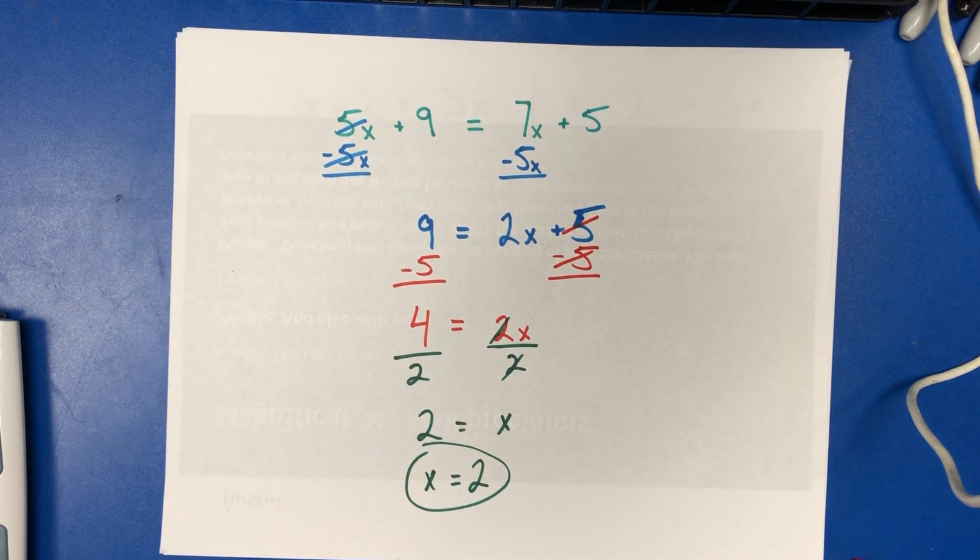So there we have it. I've solved my problem. I got my answer. x is equal to 2. Well, yes, I did solve for x. But that's not what the question was asking. The question is asking, what is the perimeter of the triangle?